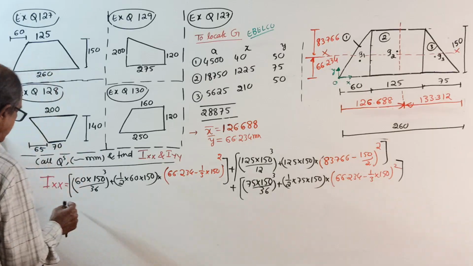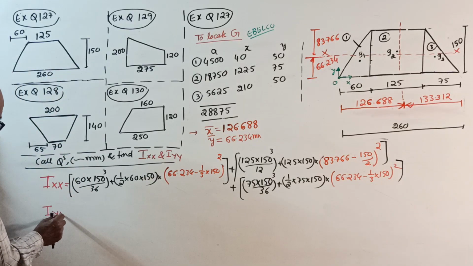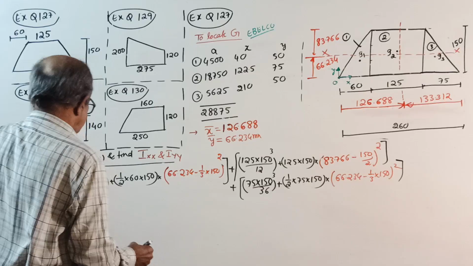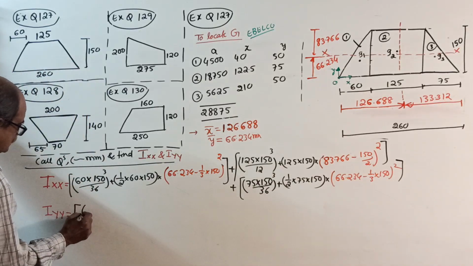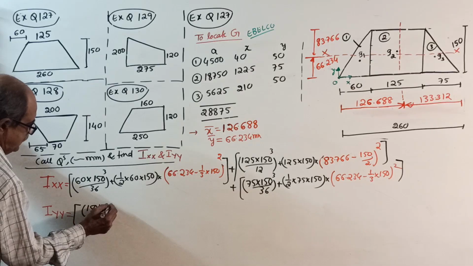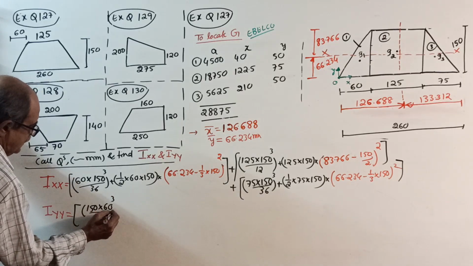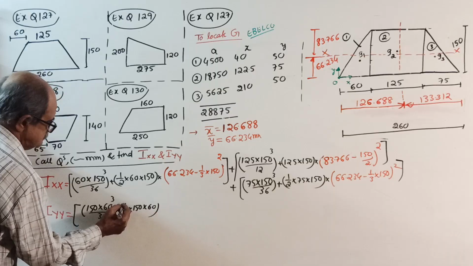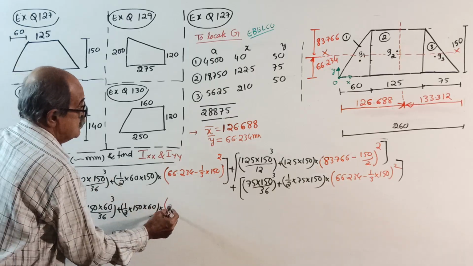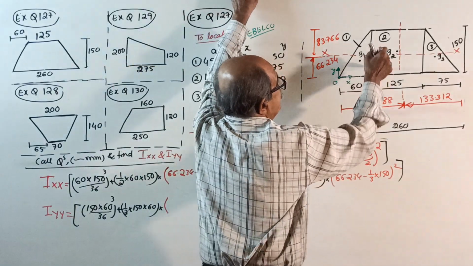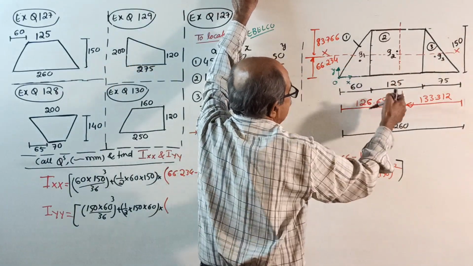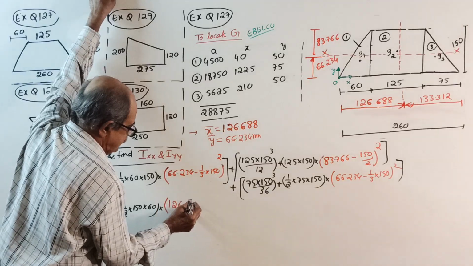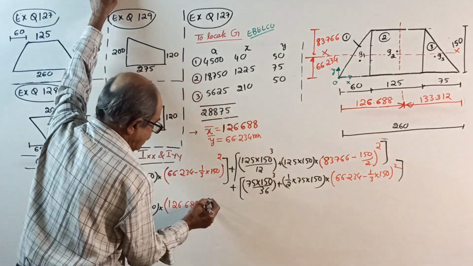Okay. Iyy, I write here. 150 into 60 cube by 36 Ig, plus half into 150 into 60 is the area, into this distance square is 126.688 minus 2 by 3 of 60.